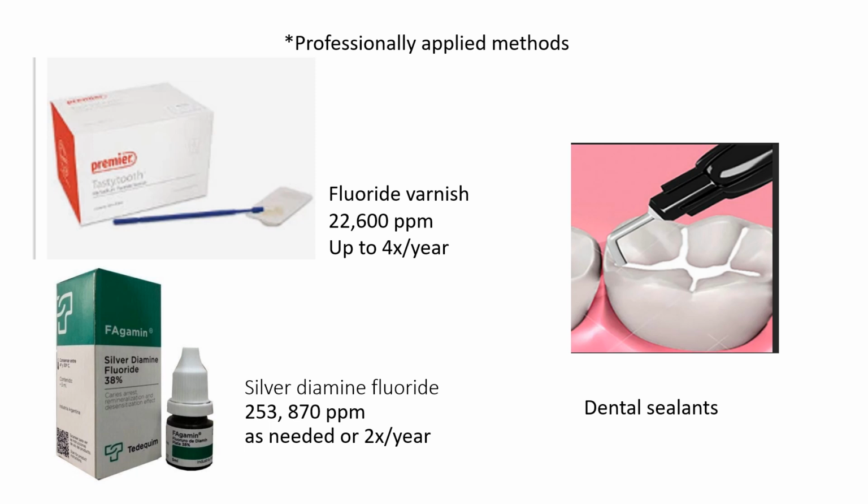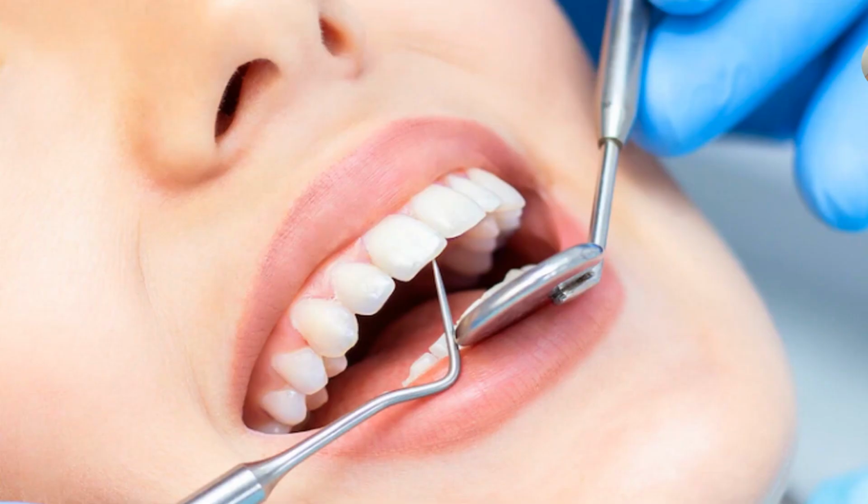Varnish can be applied 4 times a year. Silver diamine fluoride is used to prevent and arrest decay and can be applied depending on need or 2 times a year. A dental sealant is a thin plastic coating that is applied to molars and premolars to block the chewing surfaces from bacteria. Oral health care is important for overall physical, emotional, and psychological well-being.